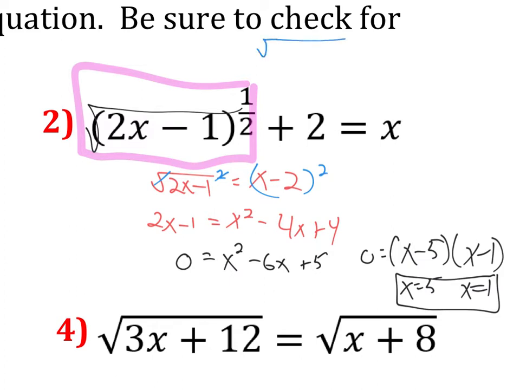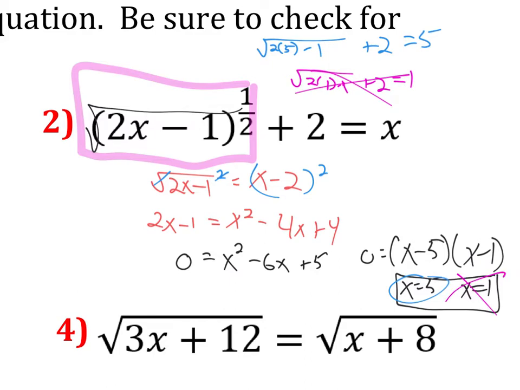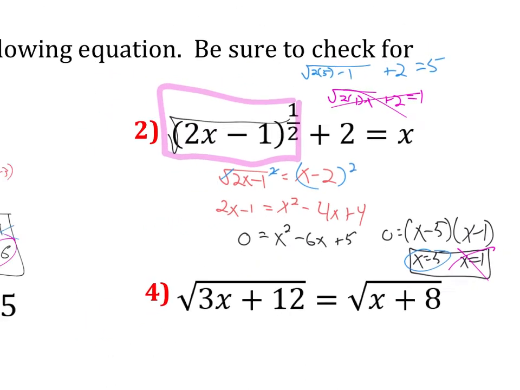So the square root of 2 times 5 minus 1 plus 2, does that equal 5? Let's see. 2 times 5 is 10. Minus 1 is 9. Square root of 9 is 3 plus 2. 5 checks out, so 5's good. Let's check the 1. Square root of 2 times 1 minus 1 plus 2, is that equal to 1? Let's see. 2 times 1 is 2, minus 1 is 1. Square root of 1 is 1. 1 plus 2 is not 1, so that does not work. We're not getting much love for the 1s today. So that is an extraneous solution.